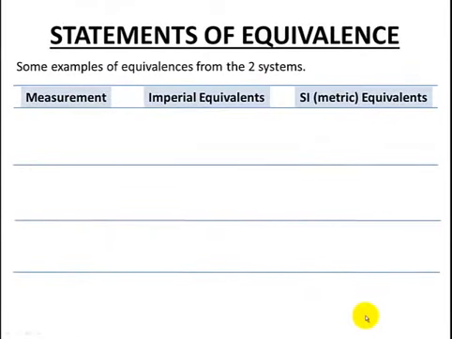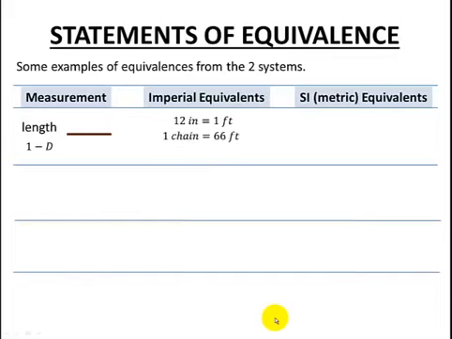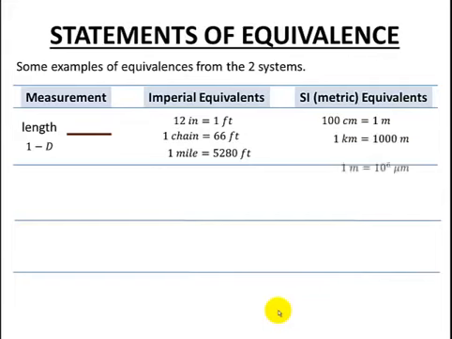So let's take a look at some examples of equivalences from our two imperial and metric systems. So again, let's do length or one-dimensional. So 12 inches is a foot. 1 chain is equal to 66 feet. 1 mile is 5,280 feet. 100 centimeters is 1 meter. 1 kilometer is 1,000 meters. 1 meter is 10 to the 6 micrometers.